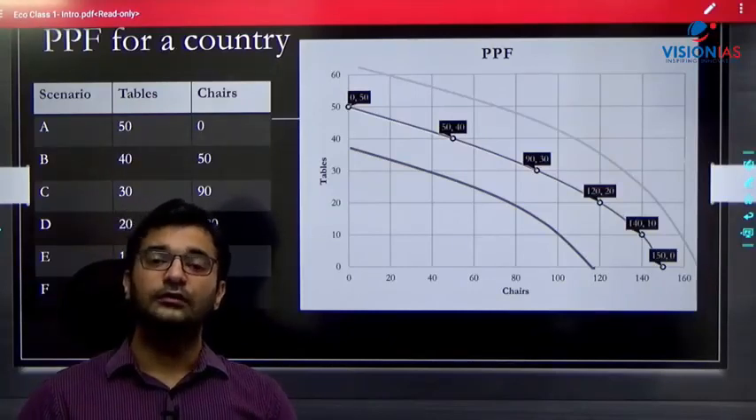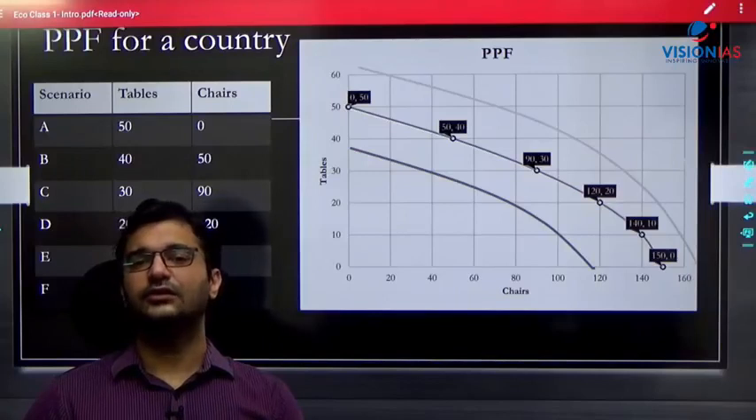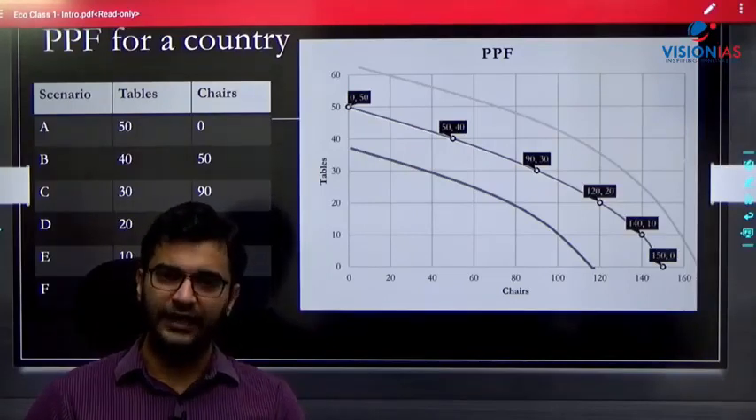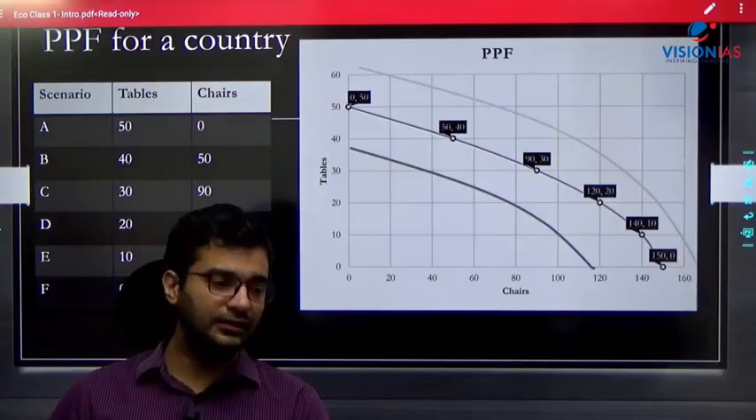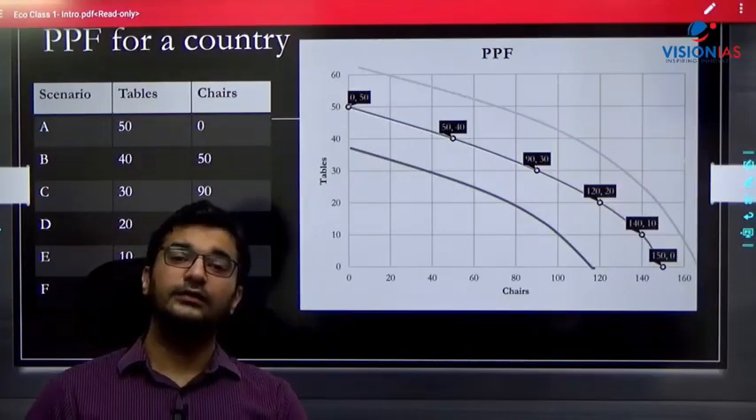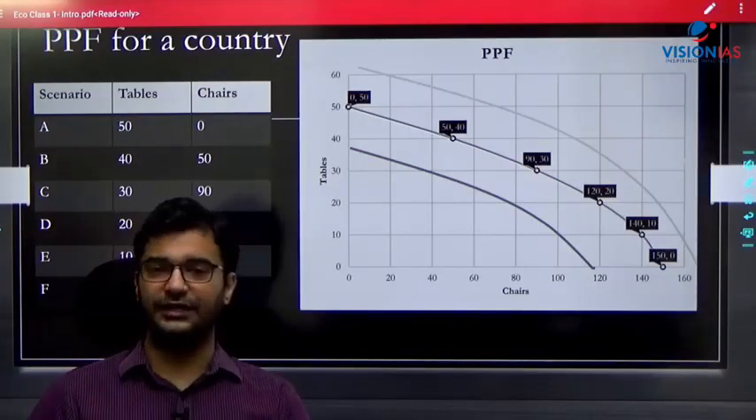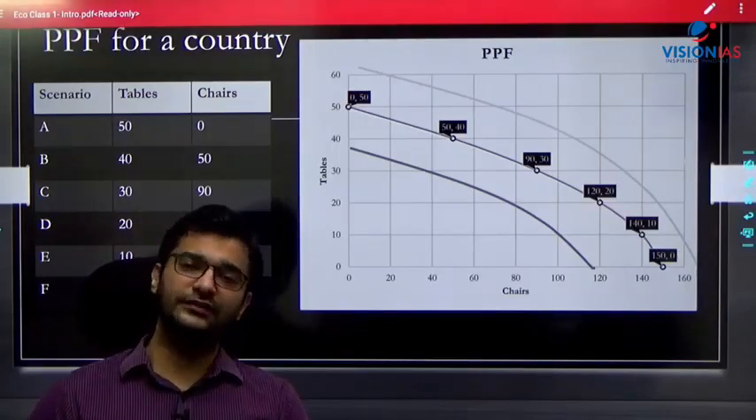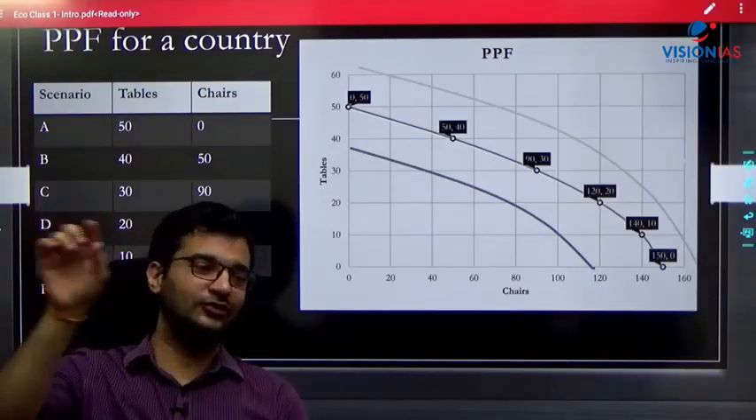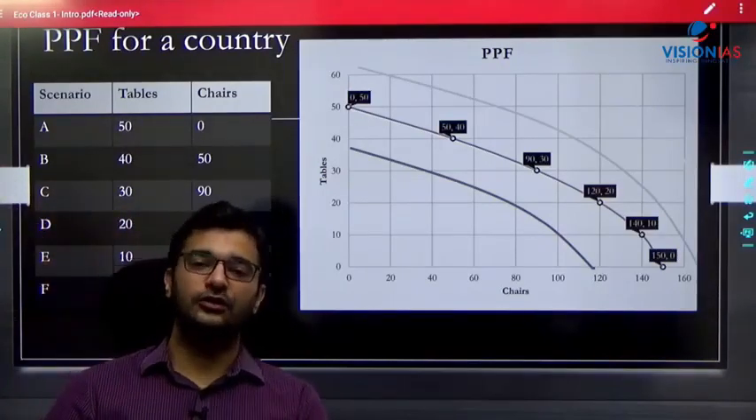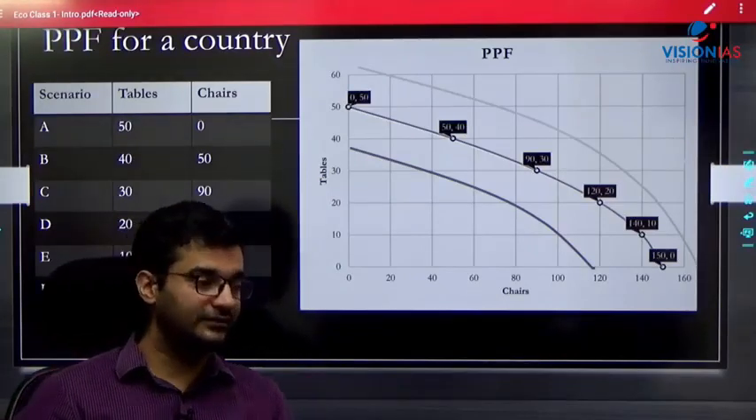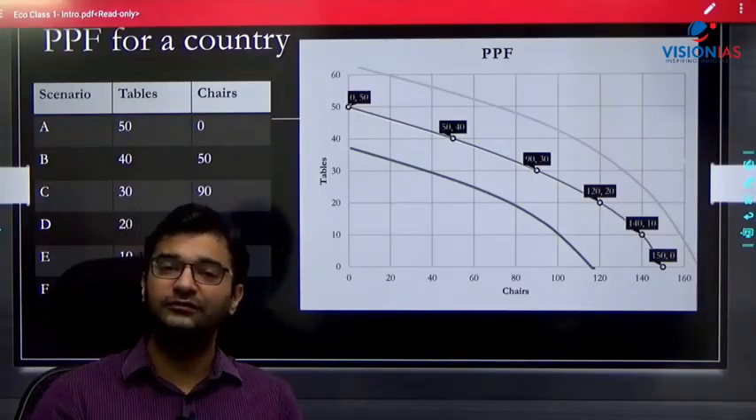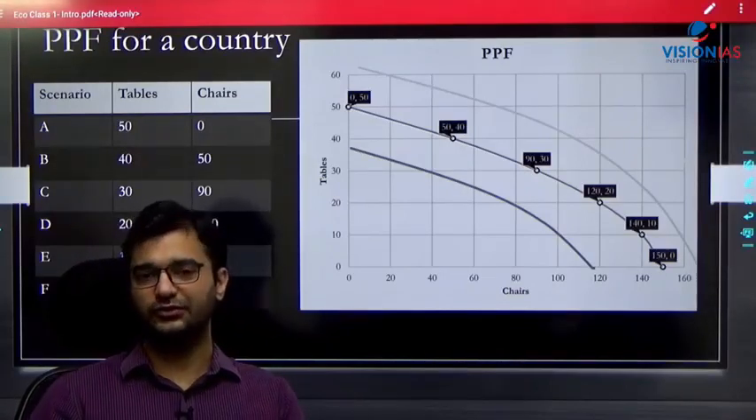Full stop. Whereas opportunity cost is in terms of the alternate choice's benefits, not in terms of resource.